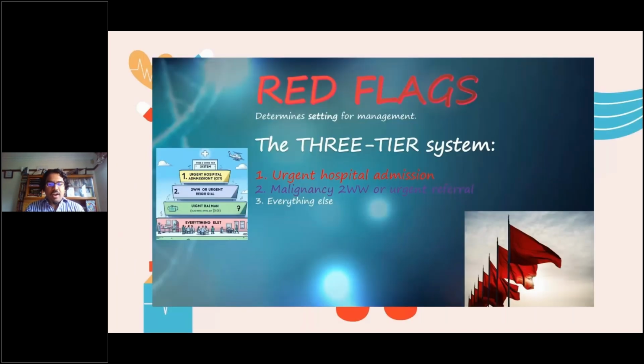Okay, so then we talk about the three-tier system. Very, very pleased about this. So this relates to our red flags, and it determines our settings for where we manage our patients. So we start with the top tier, and the top tier is urgent hospital admission.